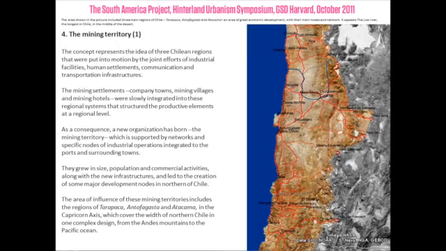The area of influence of these mining territories includes the regions of Tarapacá, Antofagasta, and Atacama in the Capricorn axis, which cover the width of northern Chile in one complex design from the Andes Mountains to the Pacific Ocean. The area shown in the picture included the 3 main regions of Chile, Tarapacá, Antofagasta, and Atacama, an area of great economic development with their main nodes and networks. It appears the Loa River here, that is the longest in Chile, just crossing the Atacama Desert. It's not the most important of Chile, but the longest in Chile, in the middle of the desert.